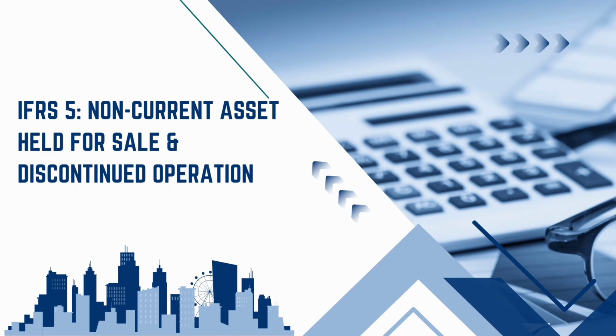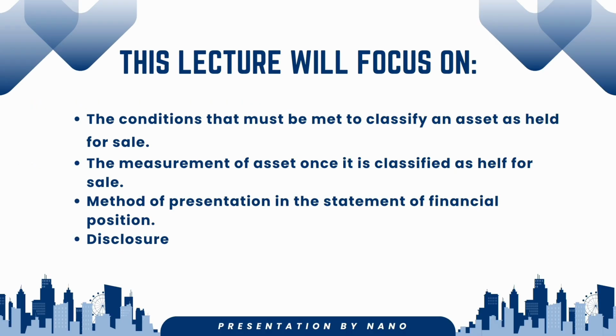Hello everyone. In today's lecture, we'll be talking about IFRS 5, non-current assets held for sale and discontinued operation. This lesson is going to be focusing on four major aspects, which include the conditions that must be met for an asset to be classified as a non-current asset held for sale, the measurement of an asset once it is classified as held for sale, the method of presentation in the statement of financial position, and the disclosures.